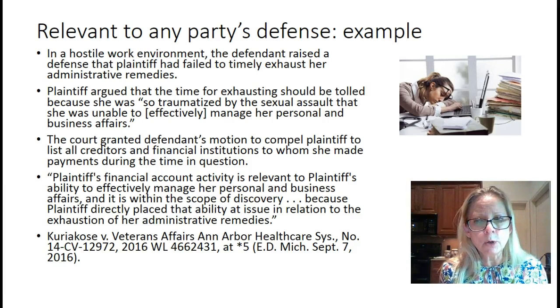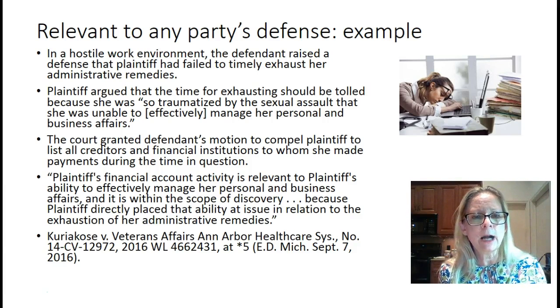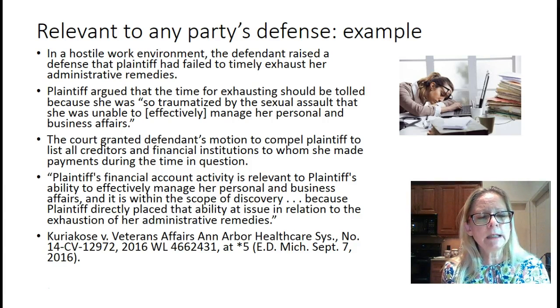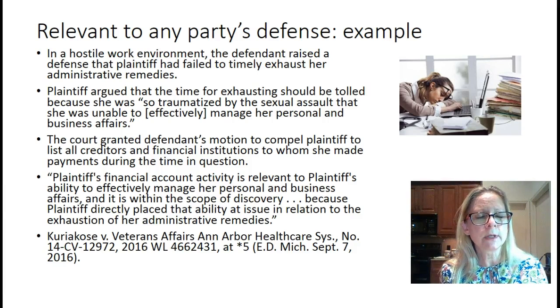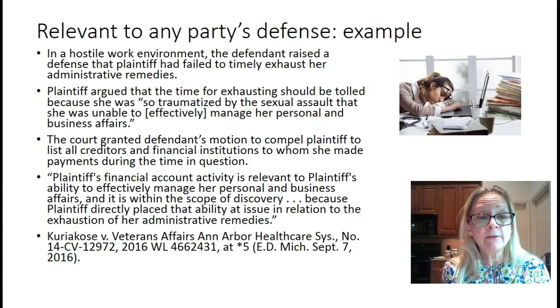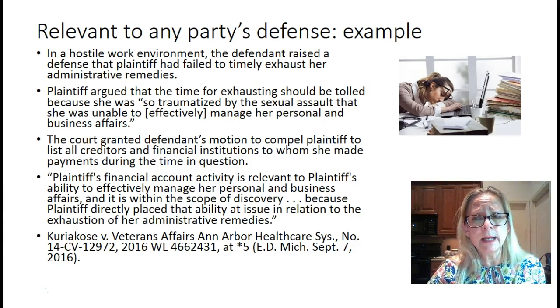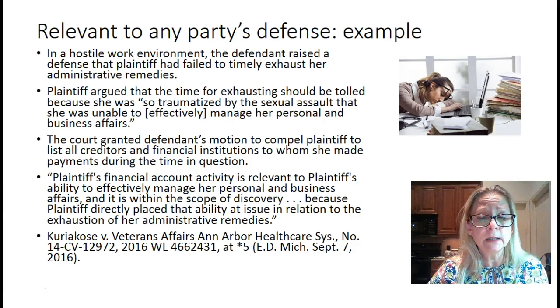And the court granted the motion to compel that information. And the court said, plaintiff's financial account activity is relevant to plaintiff's ability to effectively manage her personal and business affairs, and it is within the scope of discovery because plaintiff directly placed that ability, her ability to manage her affairs, at issue in relation to the exhaustion of her administrative remedies. So that's a good example of the paramount importance of the information that you're seeking in discovery having to be relevant to any party's claim or defense.